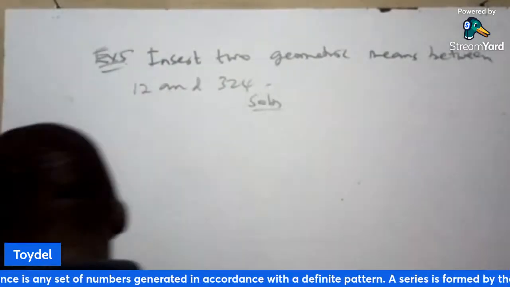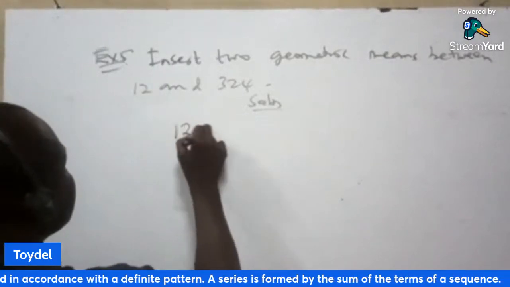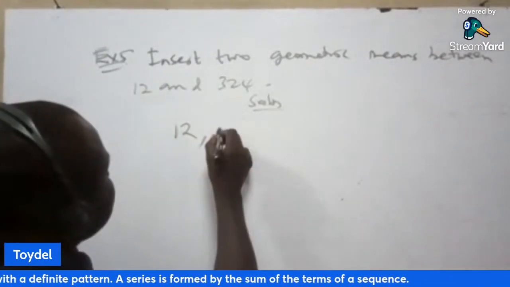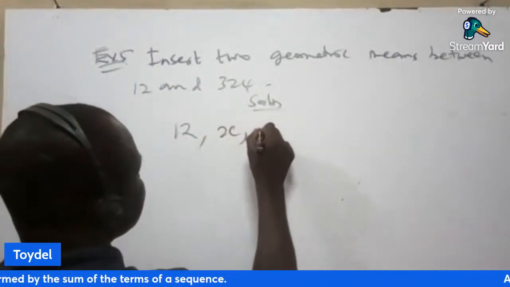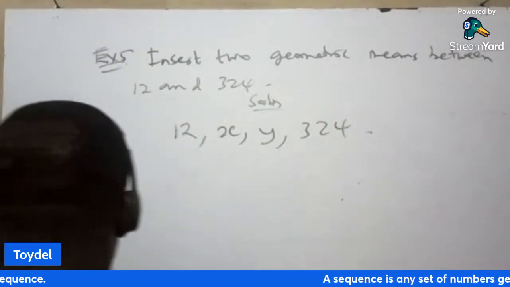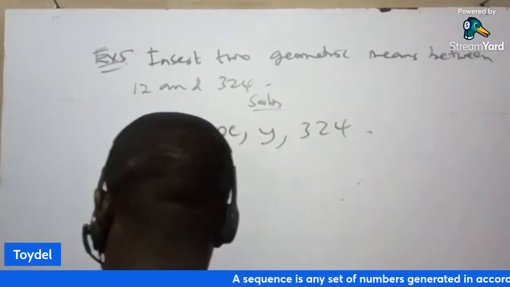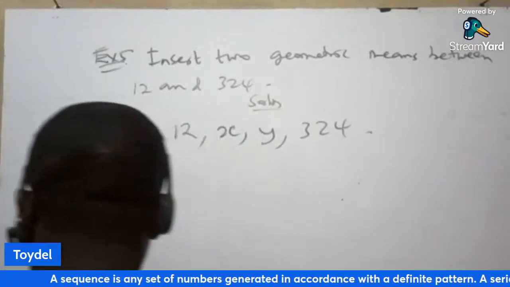So we have to insert two geometric means between 12 and 324. Let's say this is 12. Then let the two numbers be x and y. Then this is 324. So what do we do? Let the two numbers be x and y.